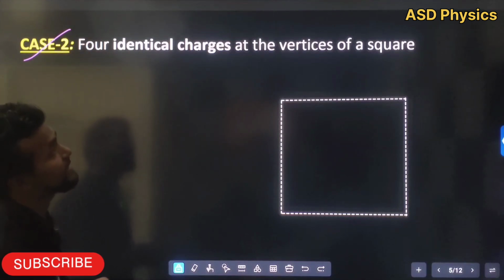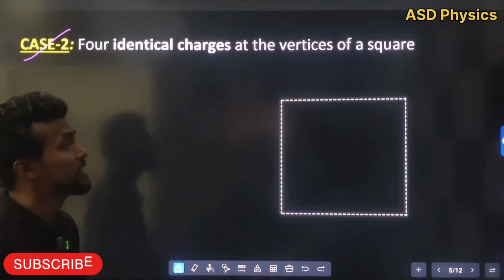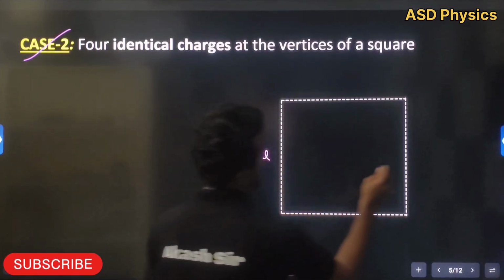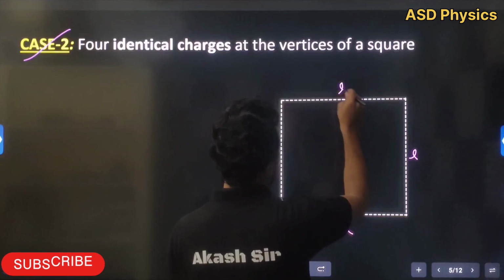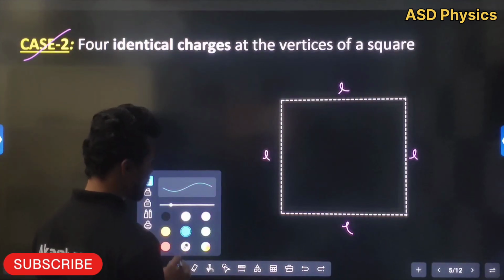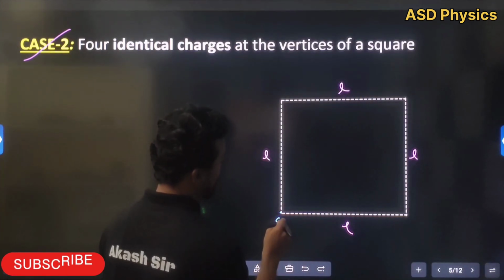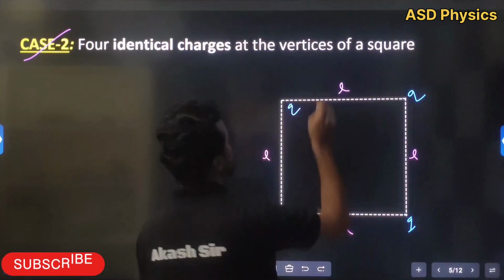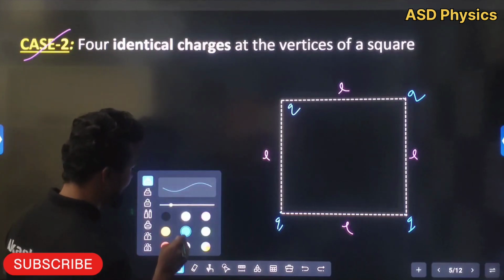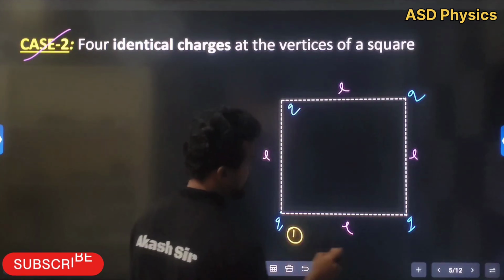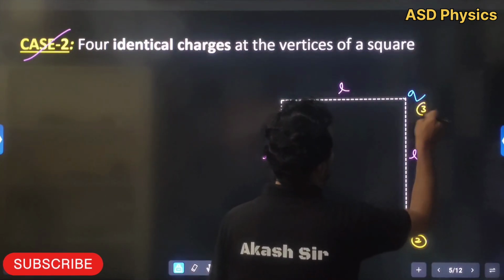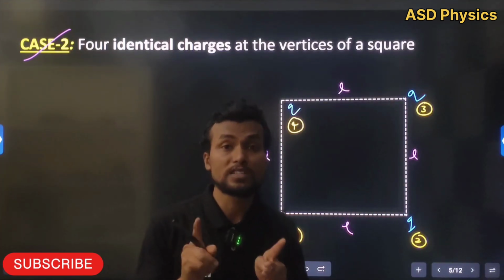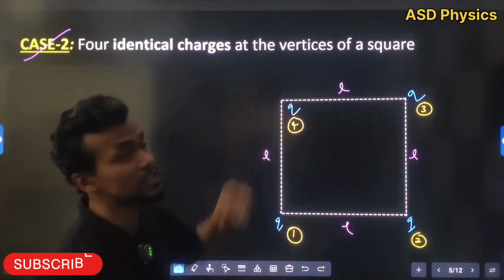Here we have 4 identical charges at the vertices of a square. I have taken a square of side length L, L, L and L. And how many charges will we have? Students, just think. This is Q, this is Q, this is Q, and this is also Q. Now we'll give the numbering: this is 1, this is 2, this is 3, and this is 4. Now I am going to find the resultant force at vertex 4, where charge Q is present.